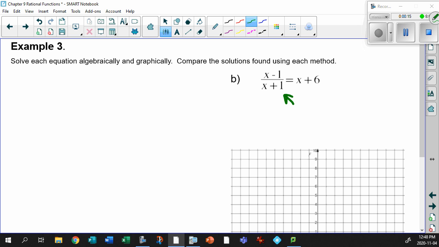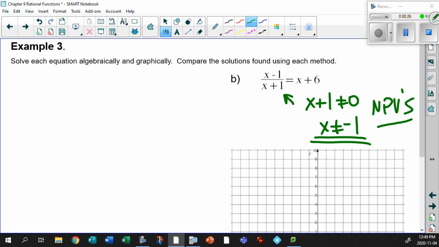The asymptote, of course: x plus 1 cannot equal 0, so that means x cannot equal negative 1. Very, very important to realize the non-permissible values. That really comes into play, all right? Also, that helps us in our graphing because then we know we have an asymptote at x equals negative 1. Okay, how do we solve this mess?